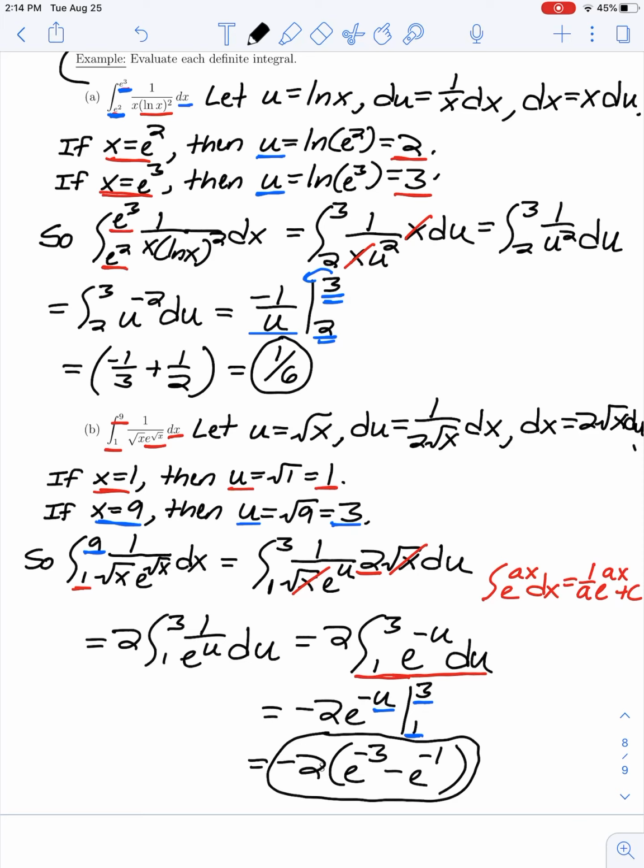So again, in part B, the point I'm trying to stress here for u substitution with definite integrals is that we need to change our limits of integration in terms of x or whatever variable we're given into the corresponding values in terms of u.